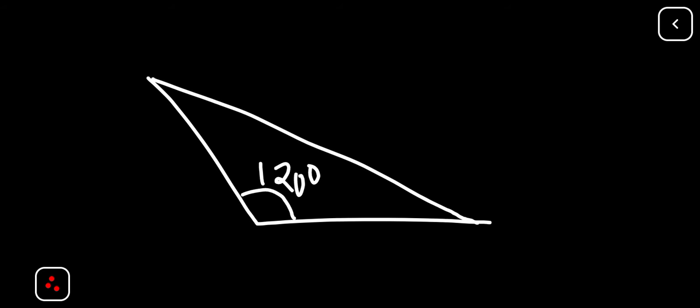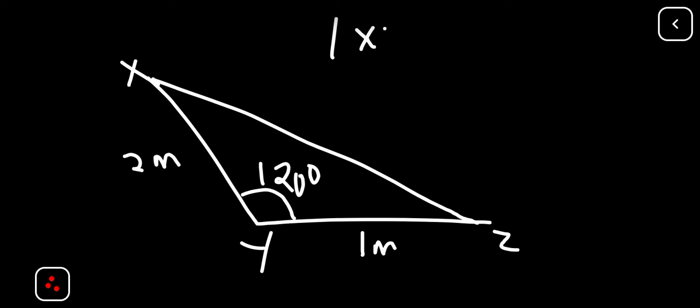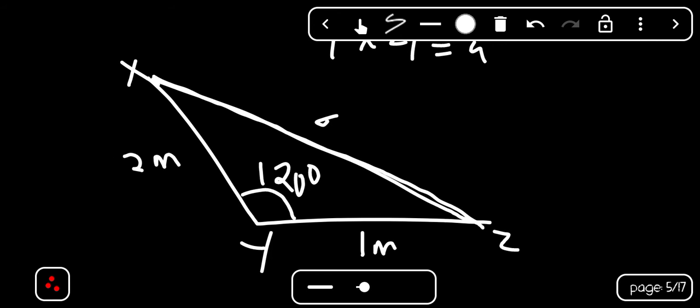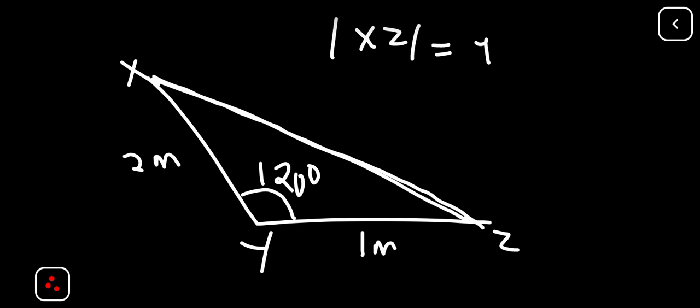Let's say you have something like this. It's a triangle. This is 120 degrees. This is y, this is x, this is z, this is 1 meter, this is 2 meters. Now they want us to find what? Find xc. So xc is what they want us to find, this line here. We're going to call this side small letter y.